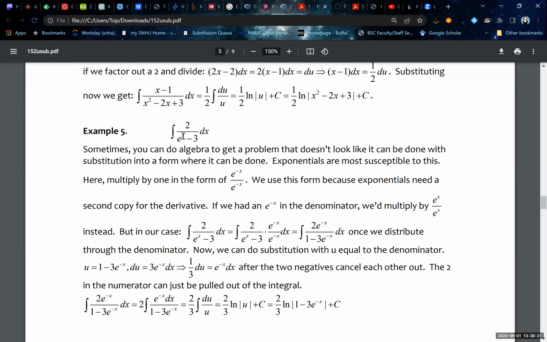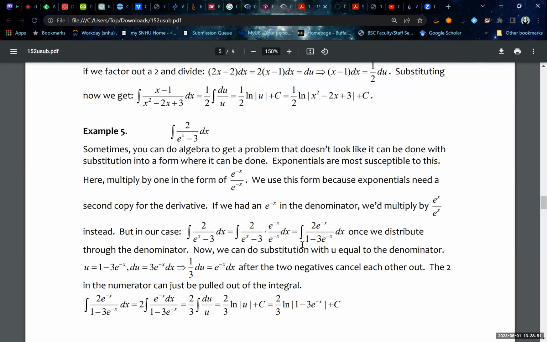If you have an e to the x in the denominator, multiply by e to the minus x over e to the minus x. If you have an e to the minus x in the denominator, then multiply by e to the x over e to the x. Now, if the e to the x is in the numerator, you don't need to do any of this. You can just pull the denominator out as a multiplier, a constant fraction, and then just do the integration. So this only applies if the exponential is in the denominator, but not in the numerator.